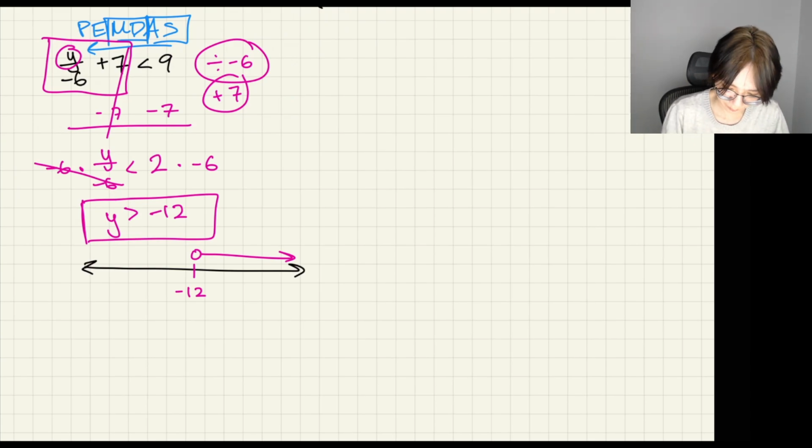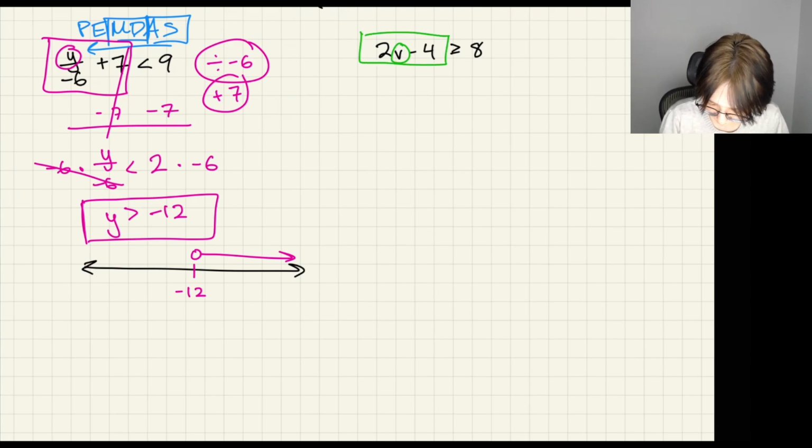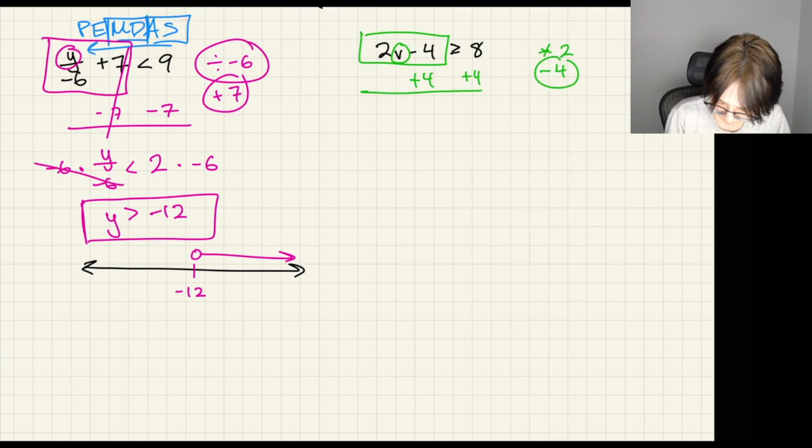As another example, 2v minus 4 greater than or equal to 8. We have v on this side of the entire thing. It's being multiplied by 2, 2v, same thing as 2 times v, and there's a minus 4. Addition, subtraction first, so take care of the minus 4 first. We add 4 to both sides to get rid of that. 2v left over here. 8 plus 4 is 12. Now take care of the times 2, so divide by 2. Those cancel out. v is greater than or equal to 6.